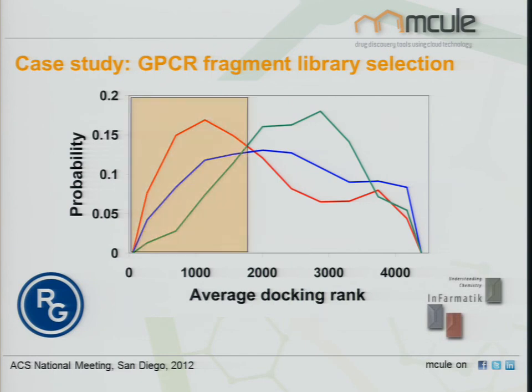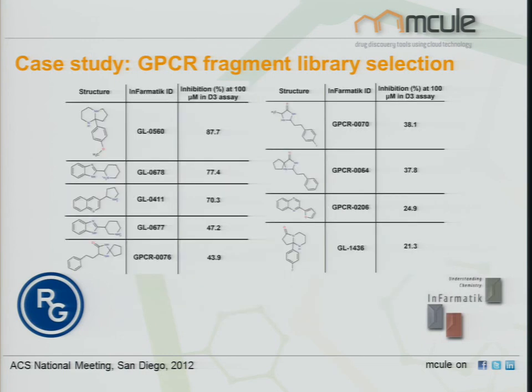So what we did was define an optimal ranking window, which is the region where we get quite a nice enrichment for real GPCR fragments compared to random fragments. We screened the fragment library of our partner, Informatic, and selected compounds in this region, those that were highest ranked. 9 compounds were available from among the virtual hits, and they were tested at our pharma partner on the dopamine D3 receptor.